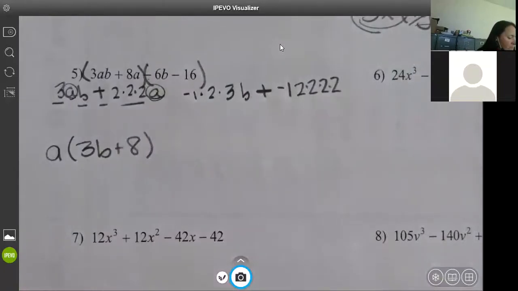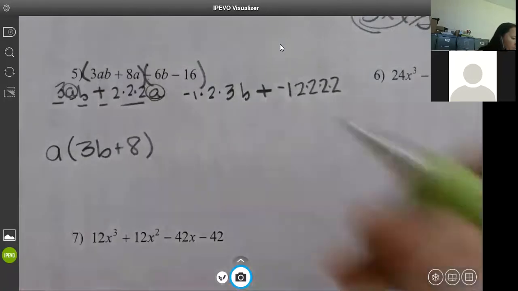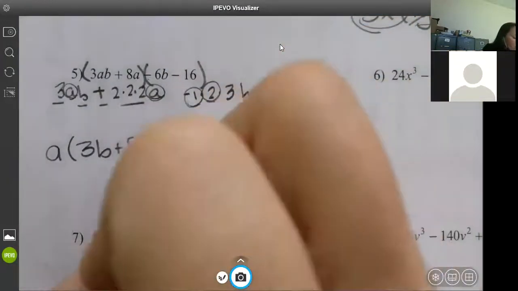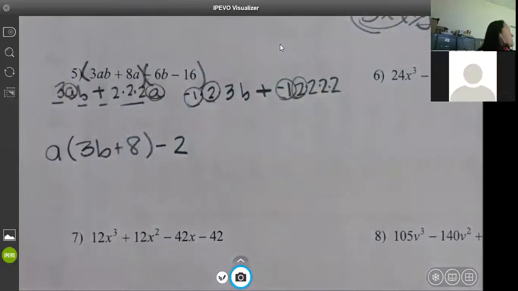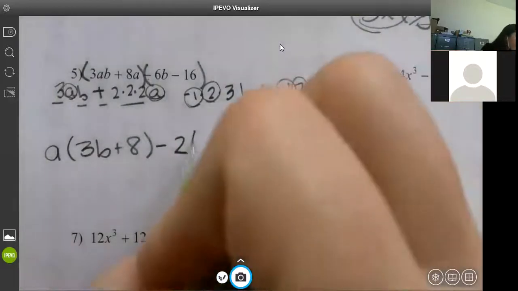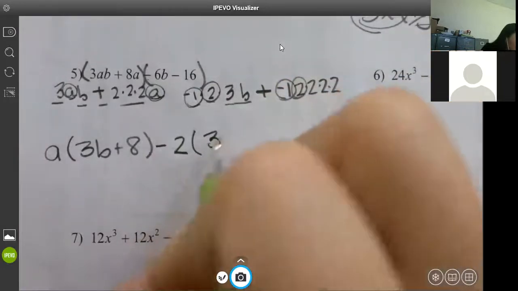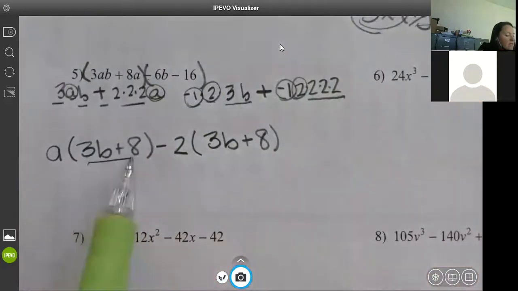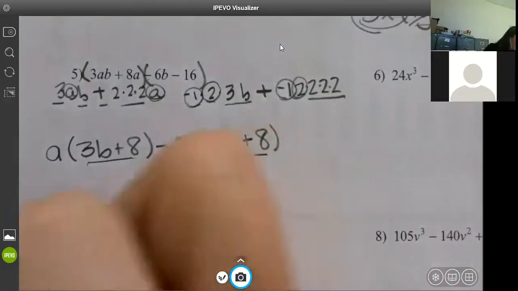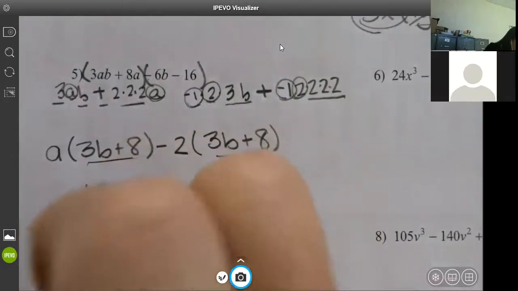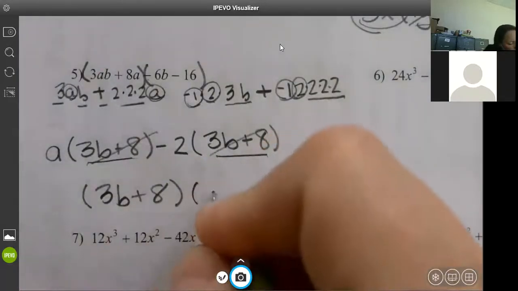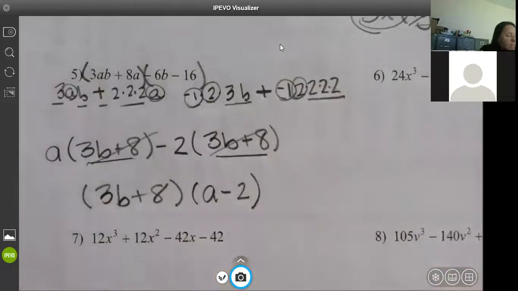What do they have in common? Negative 1 and 2. What is negative 1 times 2? Negative 2. So we're going to write down a minus 2, negative 2. What did that leave you with? Read it straight across. 3b plus 2 times 2 times 2 is 8. Our parentheses should look the same. They do. So that's our first factor, 3b plus 8. And then what did we leave outside? An a minus 2. That's it. That's how you factor by grouping.